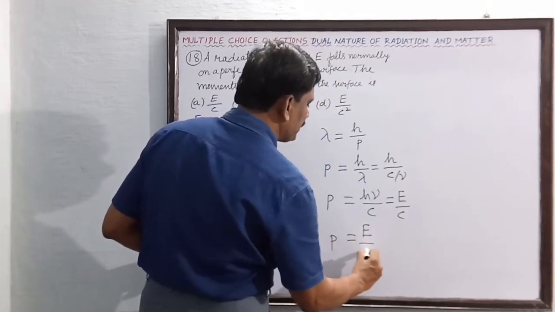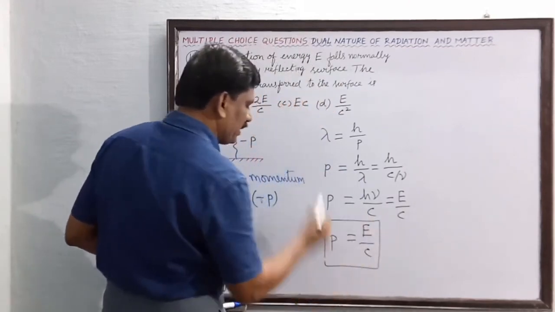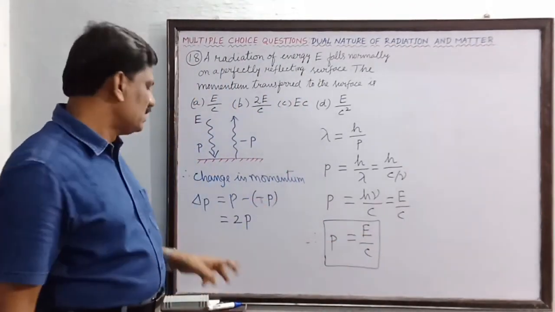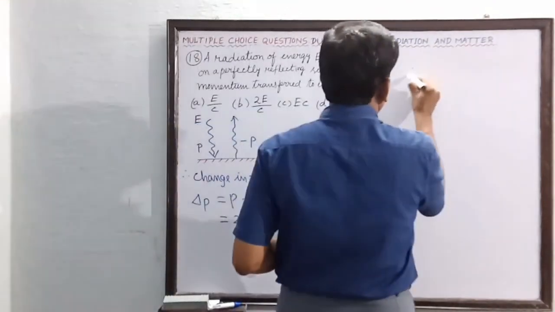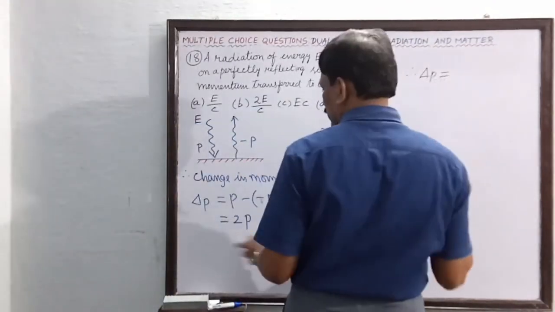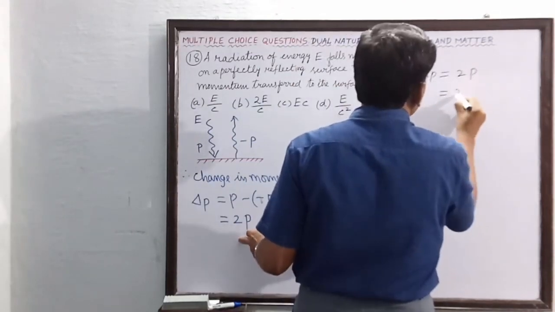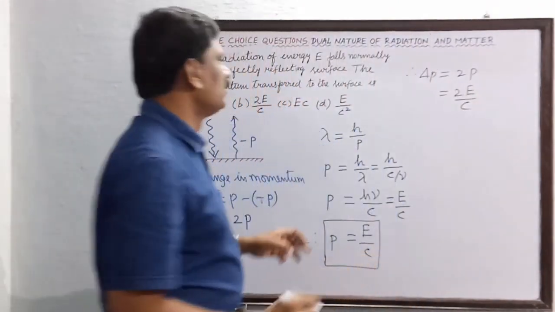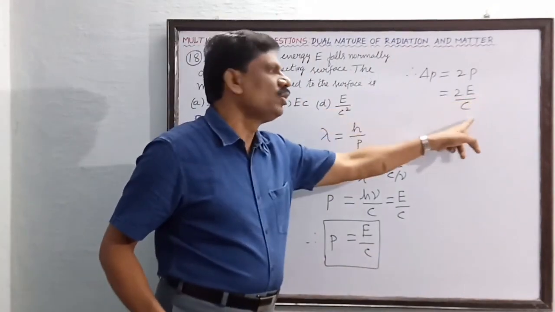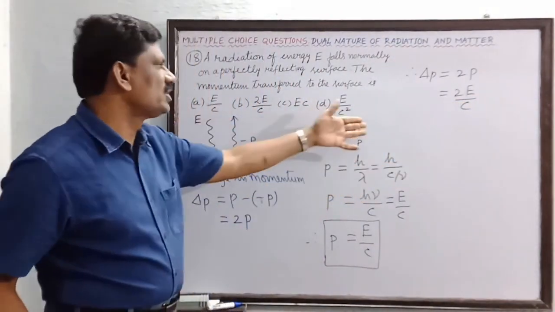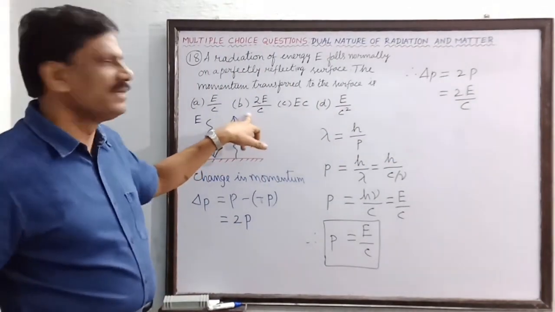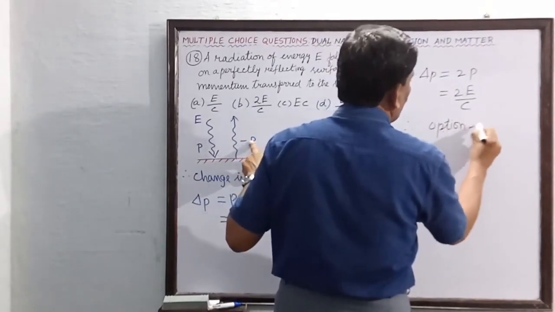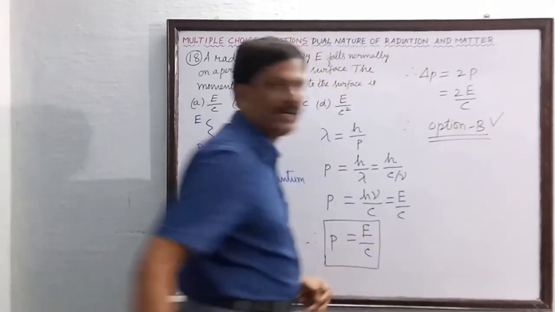This is one of the steps in the derivation which we have done in the regular class. So if P is equal to E by c, therefore delta P is equal to 2P, which is 2 into E by c. So the momentum transferred, delta P, is equal to 2E by c. So you see the four options, which option is correct? 2E by c, that is option B is correct. Okay, students? Therefore option B is right. Option B is correct. Have you understood, students? Okay.